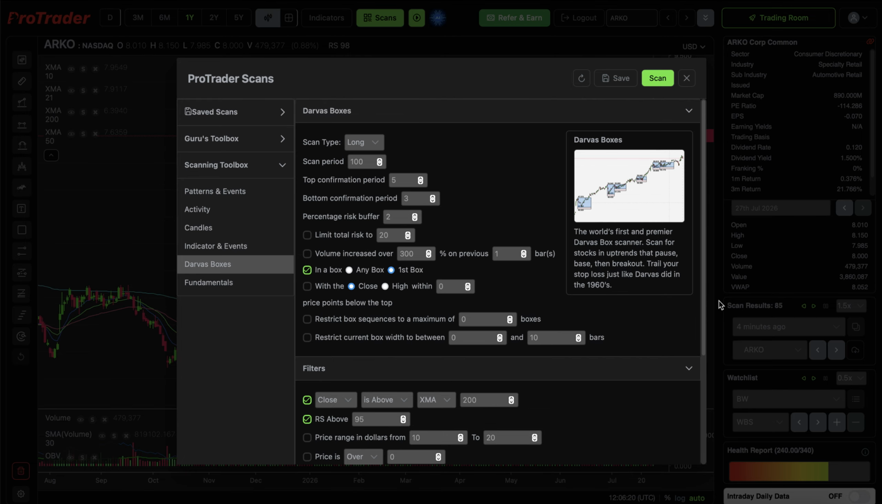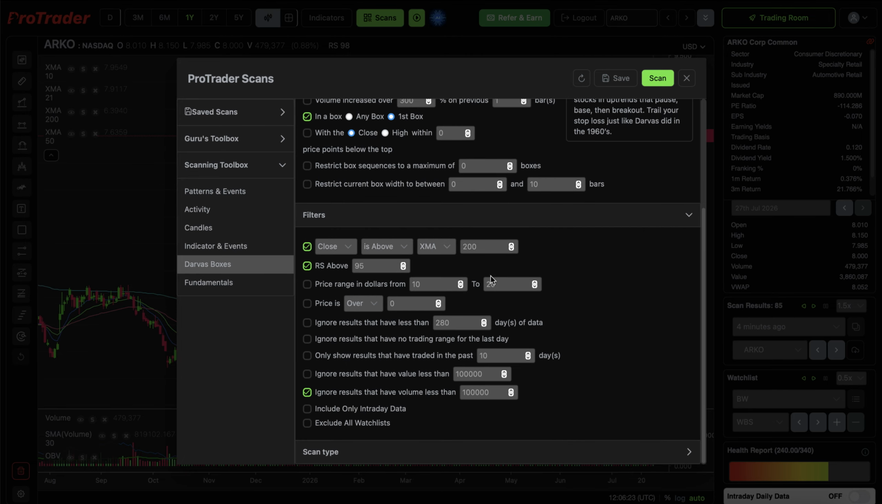Now in the filters here, I'm putting a relative strength above 95. So it needs to be outperforming 95% of all stocks on that market over the last 52 weeks. I'm scanning the NASDAQ here. So we are looking for leaders, the strongest stocks in the market today. I don't want to be looking at any of the weak stuff. Then the other filter is it has to be above its 200 exponential moving average, which it's always going to be when it has a relative strength of 95.